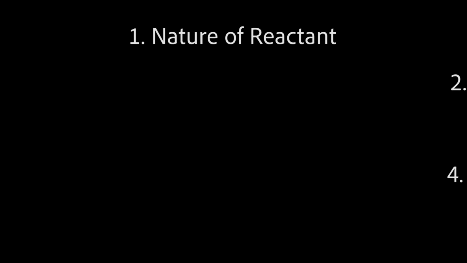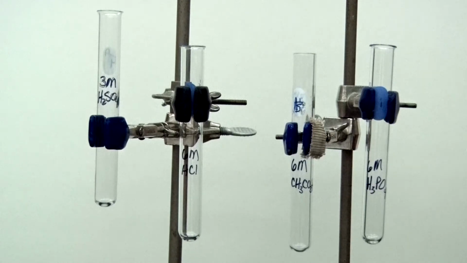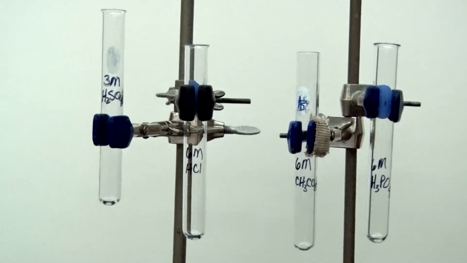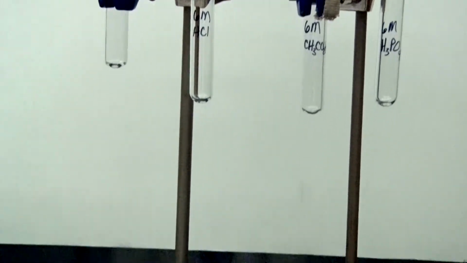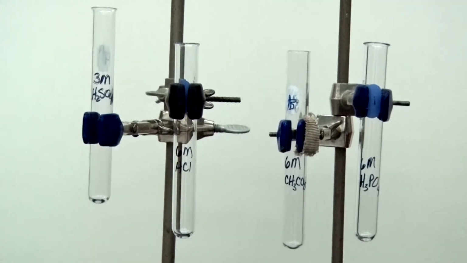So part A, we're looking at the nature of the reactants. And we're going to use different acids. So I have 4 test tubes set up, and we're going to test each of the acids with the same metal, magnesium. And so I'm going to put in some acid in each one of these test tubes.